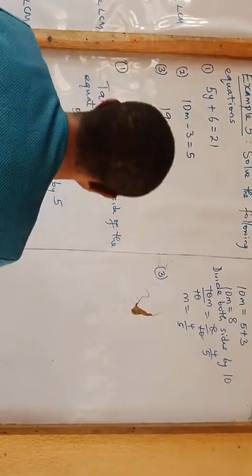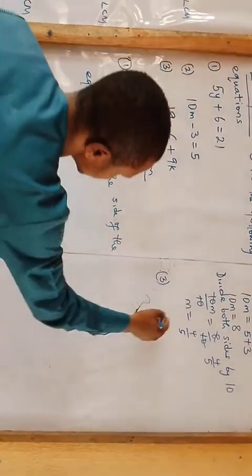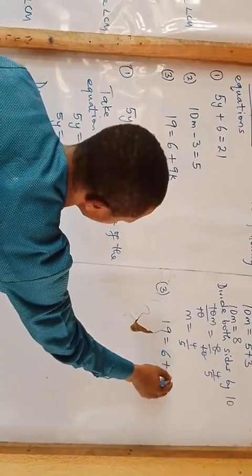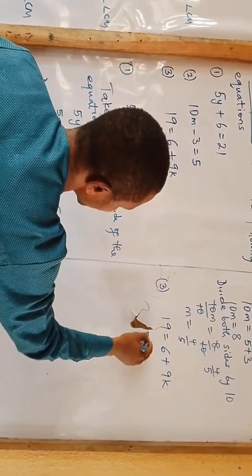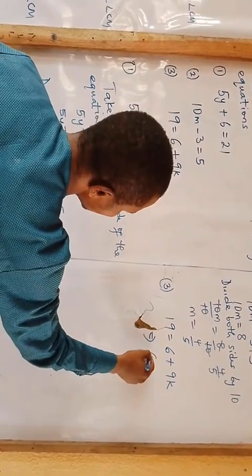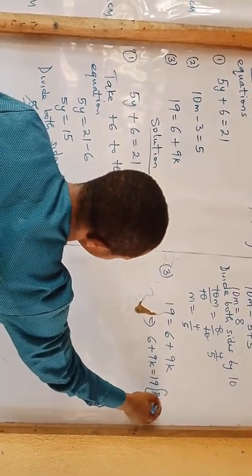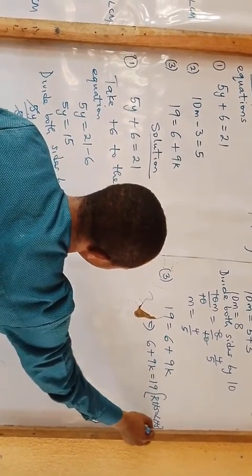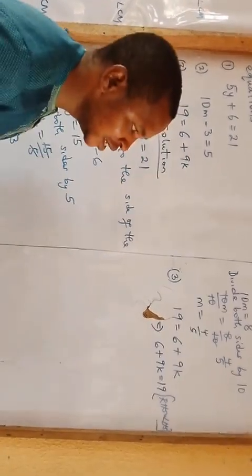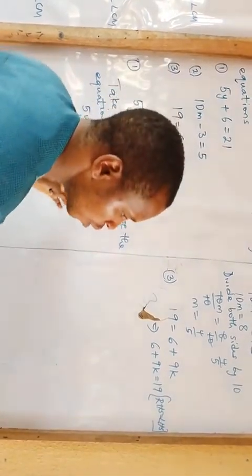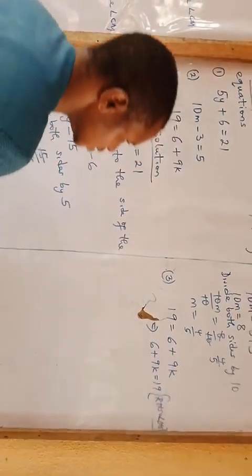And the third question for today, which is the last but not the least, we have 19 is equals to 6 plus 9k. Don't forget that I told you in my previous video that 6 plus 9k will also be equals to 19. Reason, right hand side is equals to left hand side. You can bring the unknown variable to your left hand side.